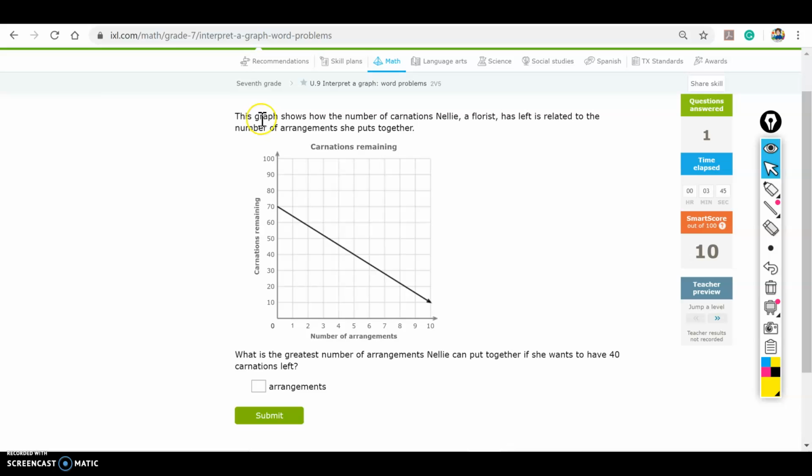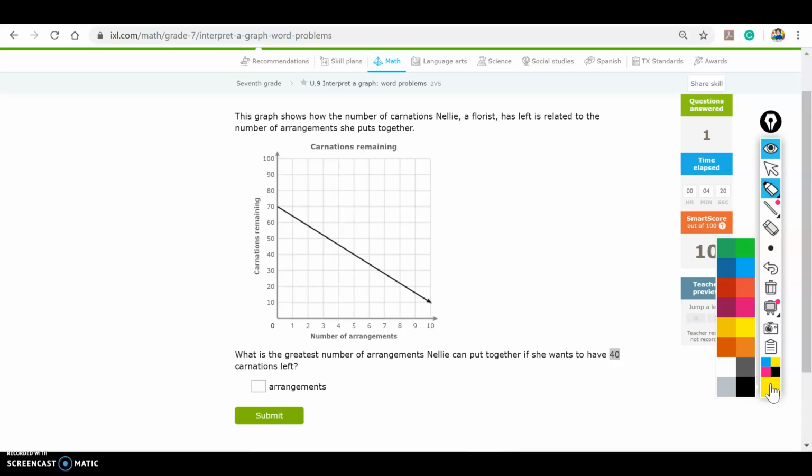This graph shows how the number of carnations Nelly, a florist, has left is related to the number of arrangements she put together. Look how the x-axis is the number of arrangements, and the y-axis is the carnations remaining. Now the question is, what is the greatest number of arrangements Nelly can put together if she wants to have 40 carnations left? So where do you think you can find that 40?